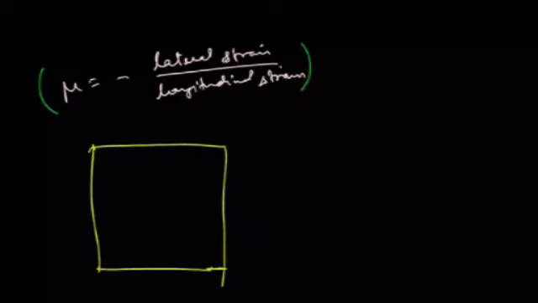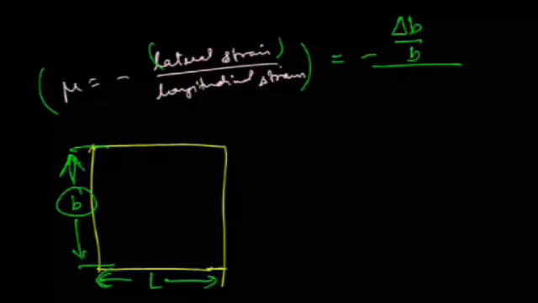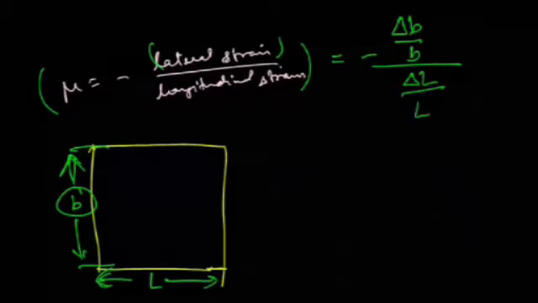So generally I can write Poisson's ratio as equal to minus lateral strain by longitudinal strain. Now, if I have to write the Poisson's ratio in terms of its dimensions, let me first take the dimensions. This is the length and this is the breadth. We know that strain is the change in dimension by the original dimension. So minus the lateral strain, which is the change in the lateral dimension, that is breadth, del B by the original dimension B, divided by the longitudinal strain, that is the change in the longitudinal dimension del L by the original longitudinal dimension L. So this is writing the Poisson's ratio in terms of the dimensions.